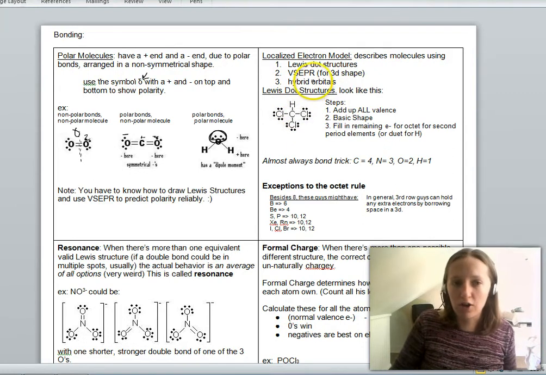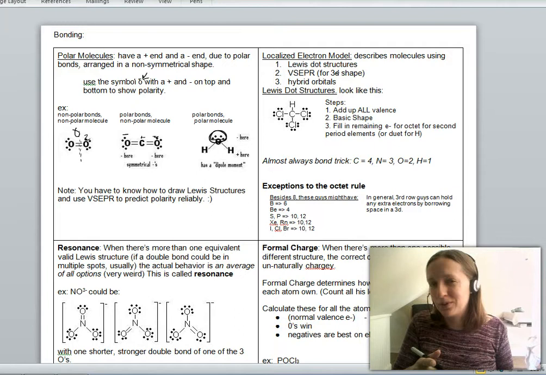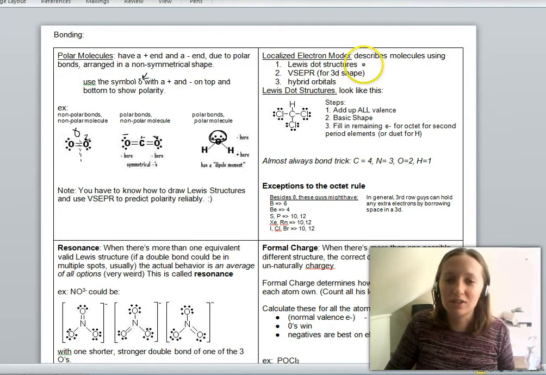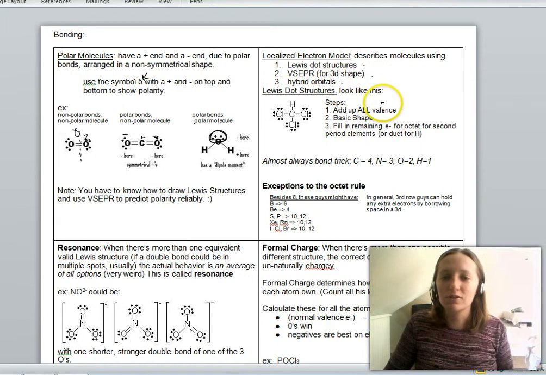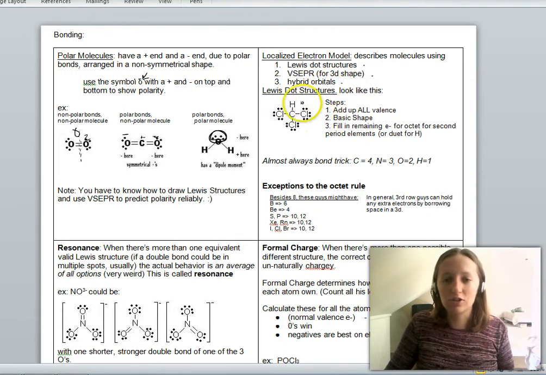There's another entire model which is called the molecular orbital model, which talks about how the electrons actually are smeared out around the whole molecule, but we don't have to learn that one. So the localized electron model is the one that we're doing, which involves Lewis dot structures, VSEPR, and hybrid orbitals. Bam. Okay. Lewis dot structures look like this.